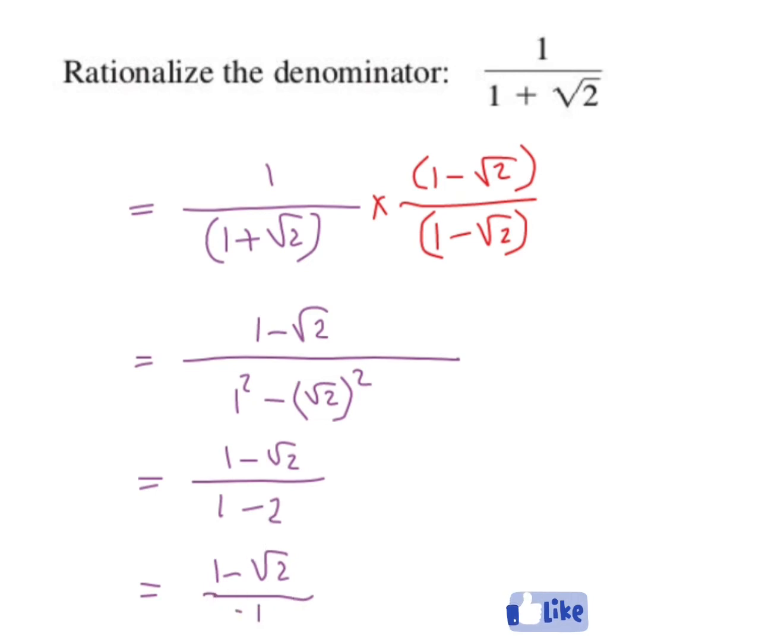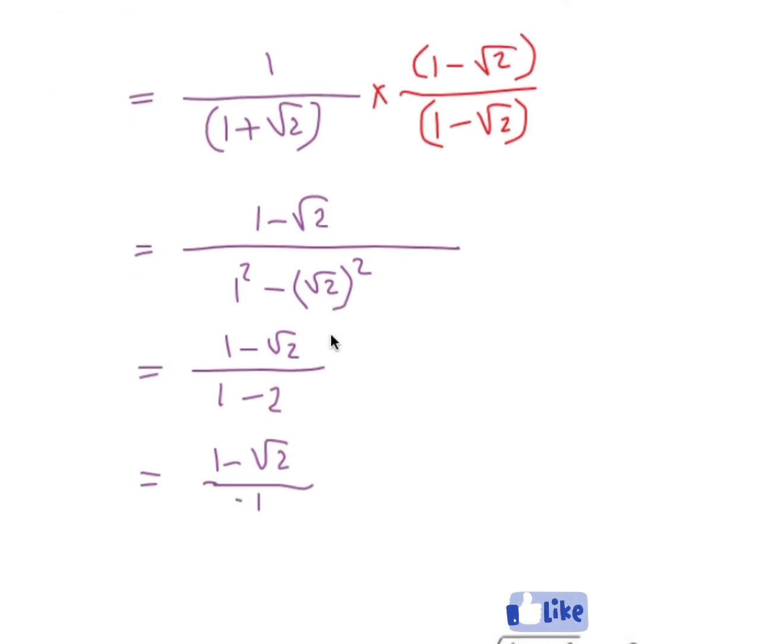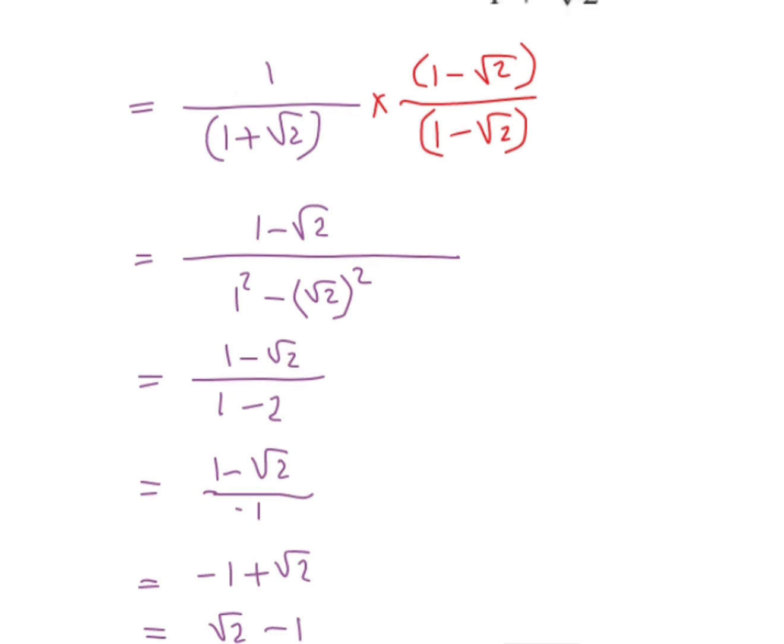So 1 minus square root 2 upon 1 minus 2, which is minus 1, and we are dividing by minus 1, so minus 1 makes this positive square root 2, but usually we write positive terms first, so we can write square root 2 minus 1, and this is the answer. These questions are really important when we do calculus, especially limits and differentiation.